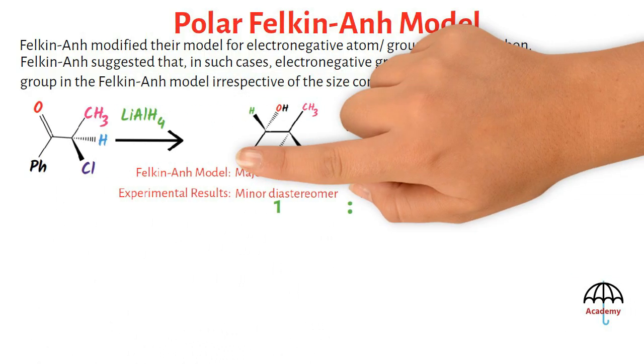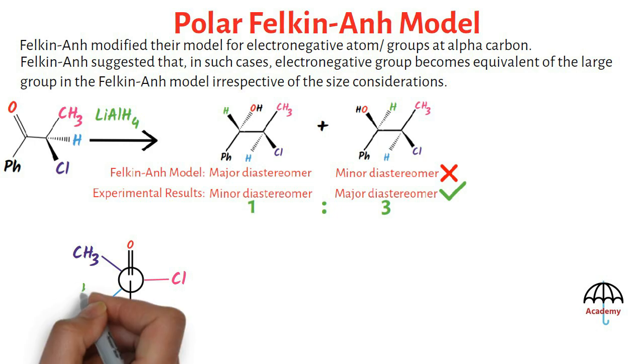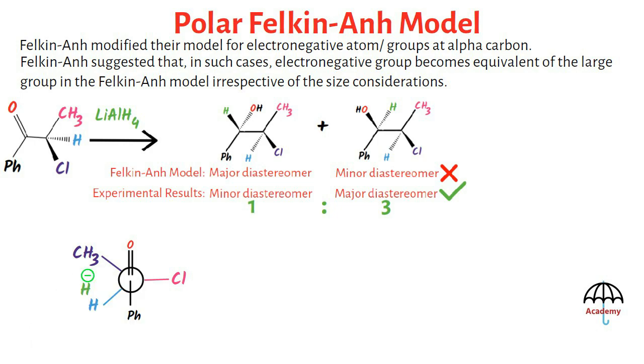We will again consider the same reaction. So as per polar Felkin-Anh model, the reactive conformation will be like this, with chlorine perpendicular to carbonyl, taking the place of the large group. Among the rest two groups, hydrogen will be here and methyl group here. Hydride nucleophile will attack the carbonyl from the small group side, maintaining the Burgi-Dunitz trajectory.